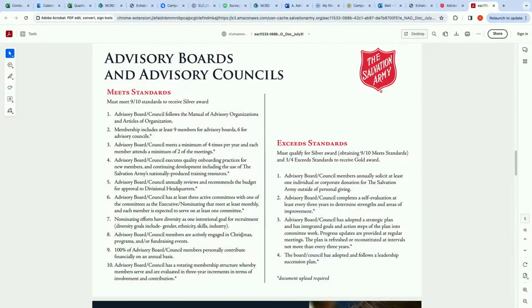Example number 10, the advisory board or council has a rotating membership structure whereby members serve and are evaluated in 3-year increments in terms of involvement and contribution. So it basically means that, hey, generally speaking, every 3 years, your board members have a discussion with you and your board to say, how's it going? Should you continue? Should you sunset? And it's just an active conversation. It didn't say you have to kick them off. It didn't say that there's a hard stop at the 3 years. It just says that you have an ongoing evaluation of membership, and that 3 years is the guidance that you've subscribed to. Everybody good so far?